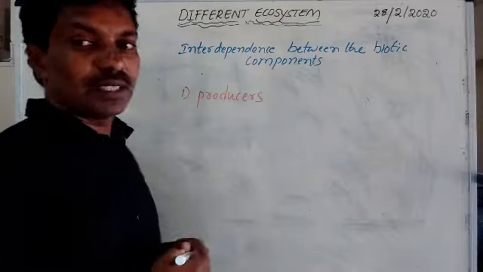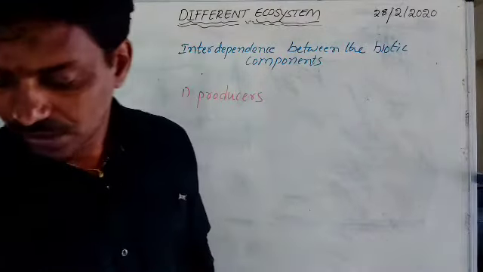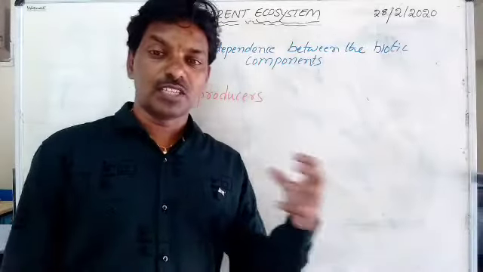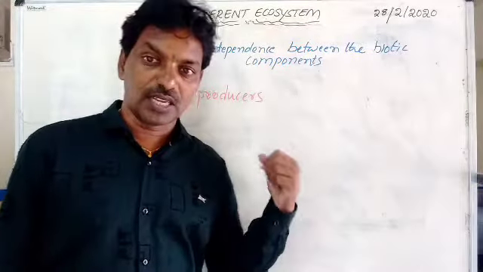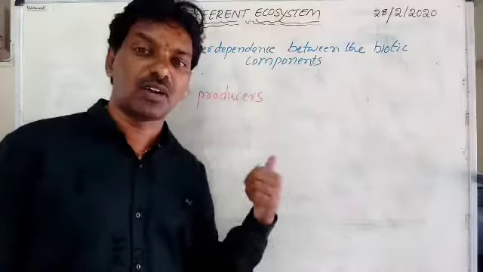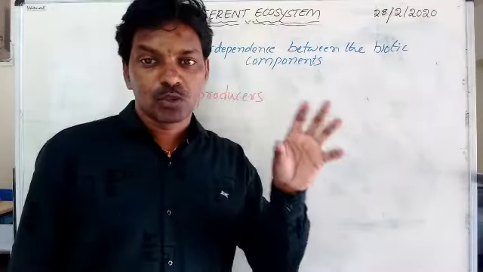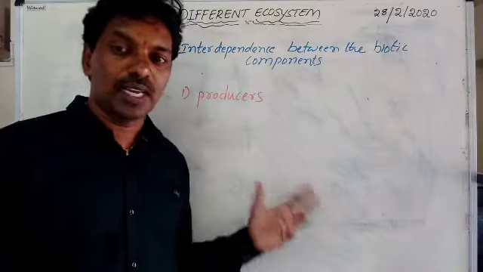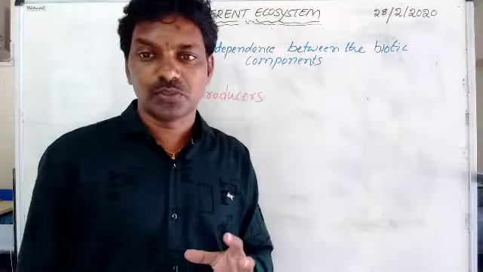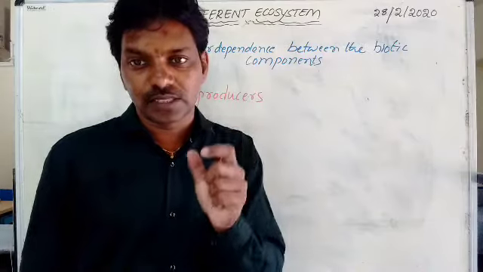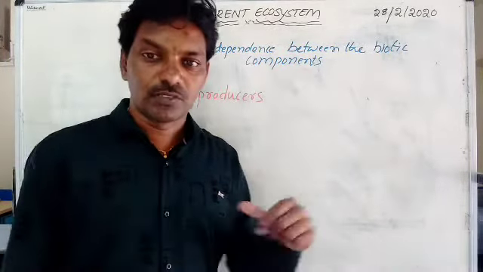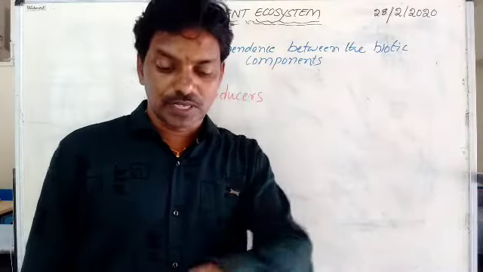Producers. You know this word very well. Who are producers? Those who provide money to make pictures in cine language, we call them producers. Here, those who provide the food are called producers. So all green plants are known as producers. Producers are at the first level of the food chain.